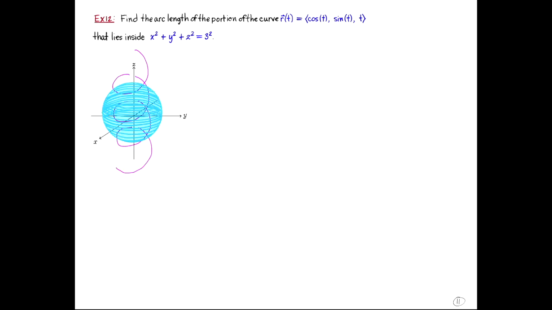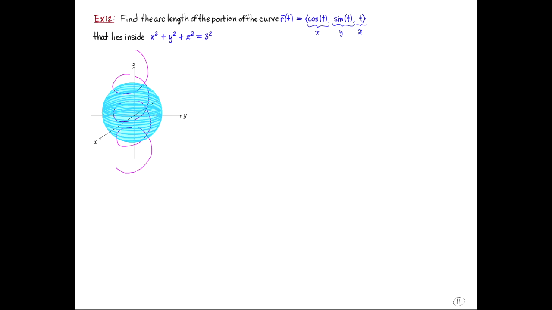In example 12, we want to find the arc length of the portion of the curve r of t equal to cosine t, sine t, t that lies inside the sphere x squared plus y squared plus z squared equal to 3 squared. We know the x component of r of t is cosine t, sine t is our y component, and t is our z component.